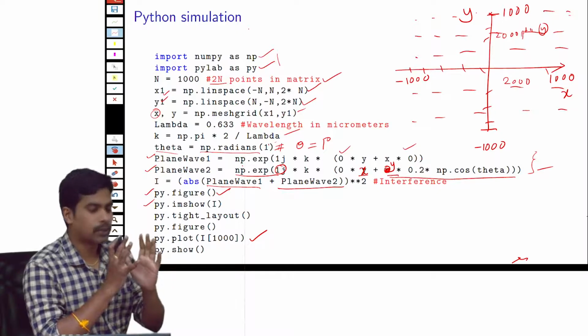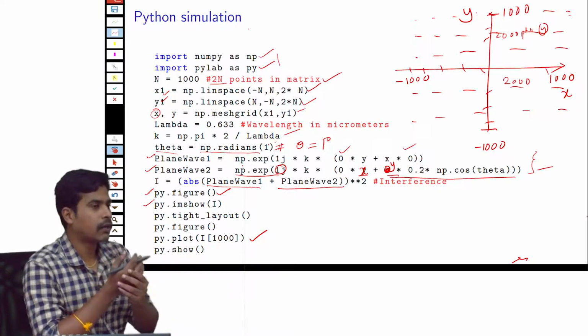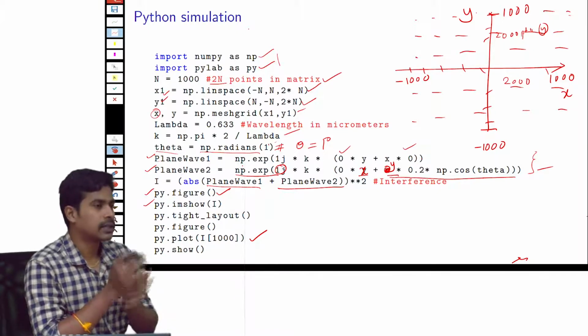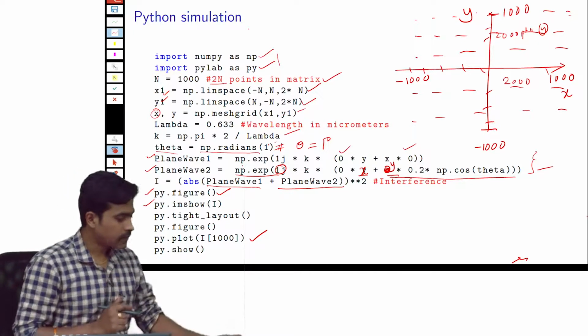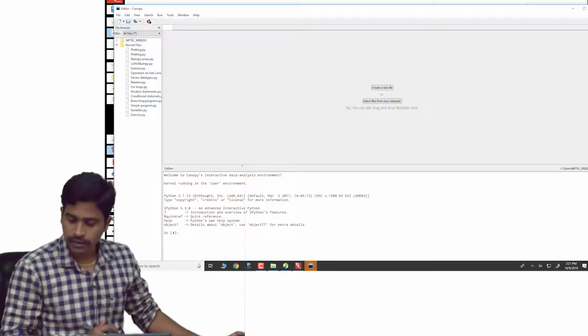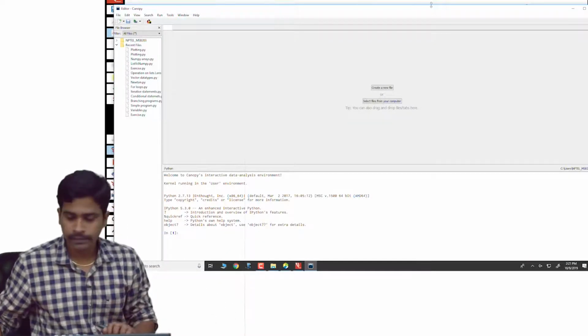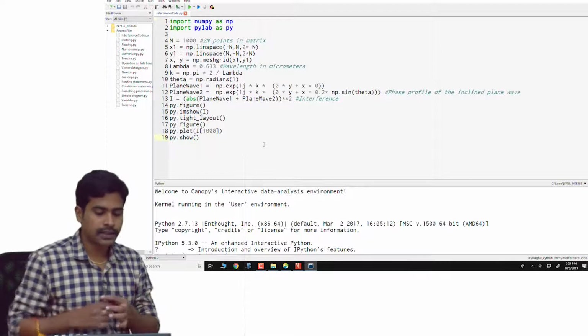So, you sum the two using the same method and you take the square of the absolute value, and you can see the interference of any two kinds of waves. Okay. So, now if you have the code you can open it. This is the same code.